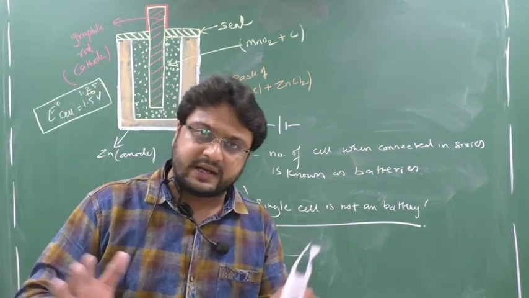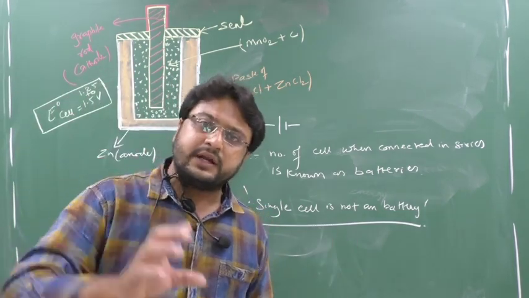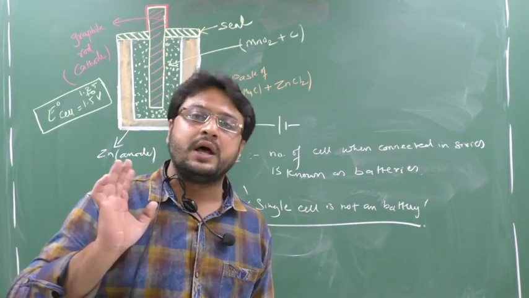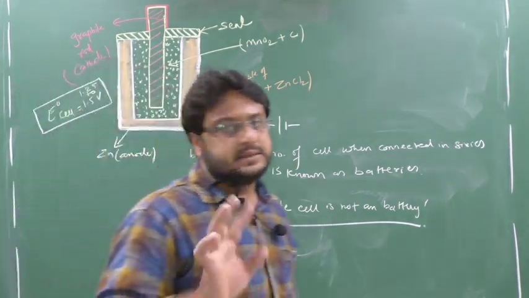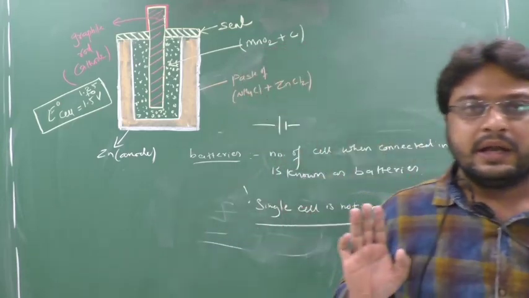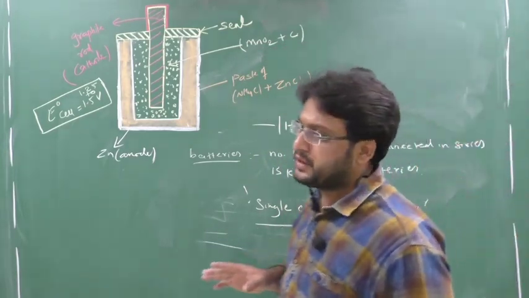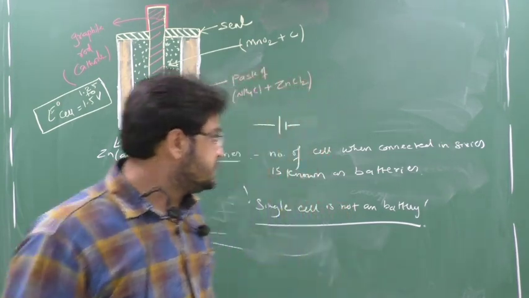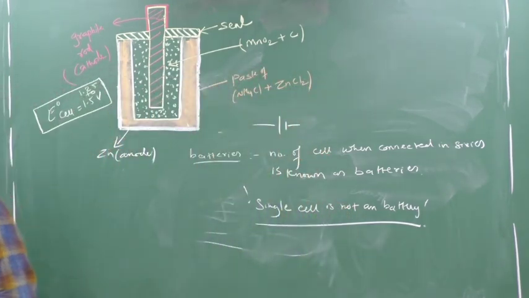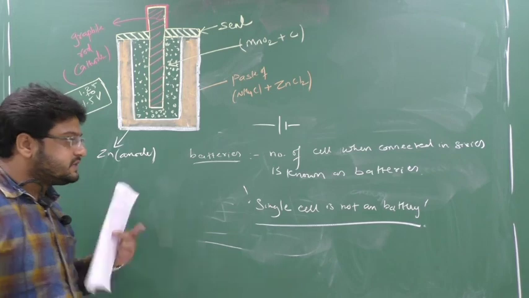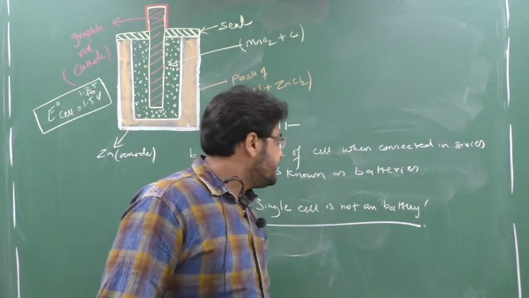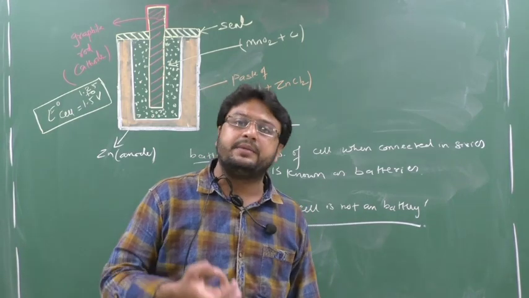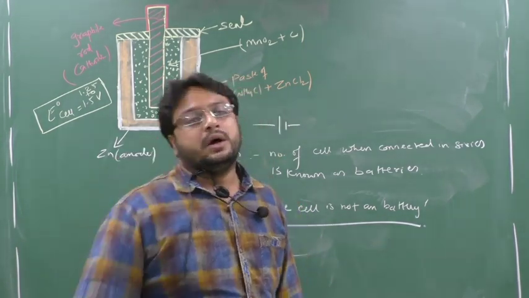When a number of cells are connected in a series, we get one kind of arrangement, and that arrangement we say is a battery. So a single cell cannot be called a battery. A battery consists of a number of cells which are connected or arranged in a series. Clear this part? So please remember, when a number of cells are connected in series, they are known as a battery, and cells contain the chemical energy, and that chemical energy is converted into electrical energy.